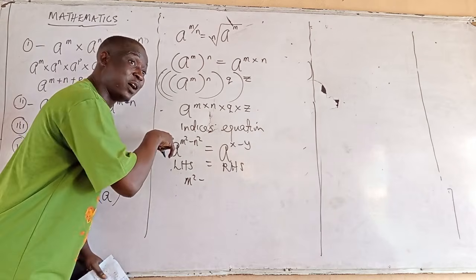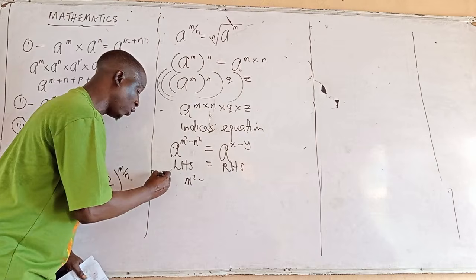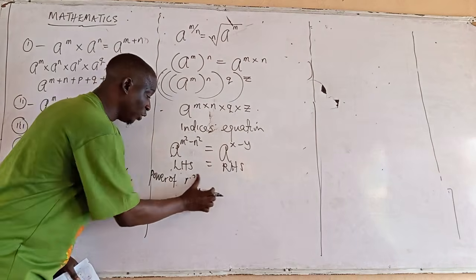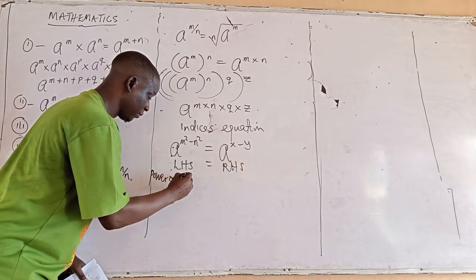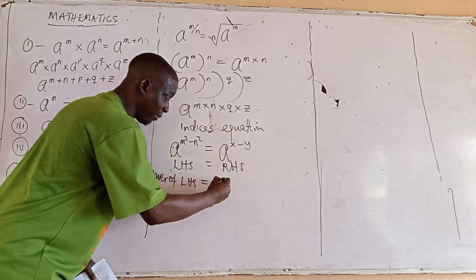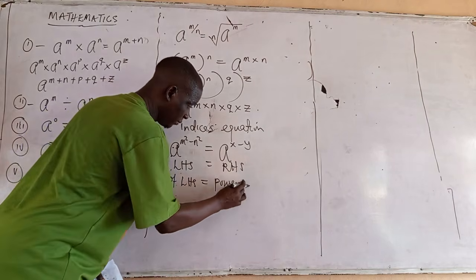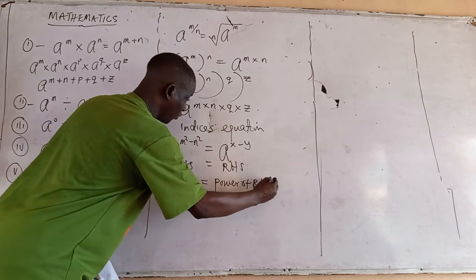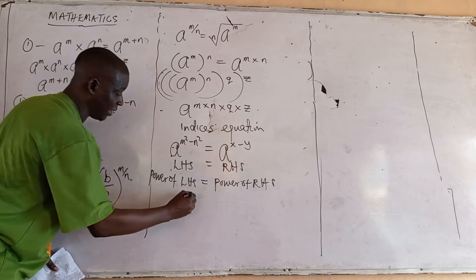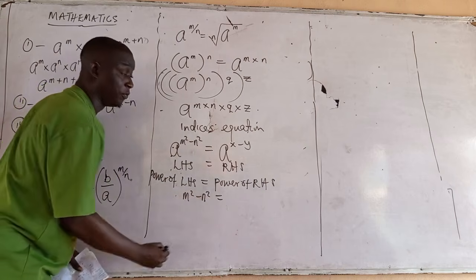You are not going to equate power on the left. Now, the power, or the exponent of the left hand side, must be equal to the powers of the right hand side. So what is the power of the left hand side now? M squared minus n squared must be equal to what?